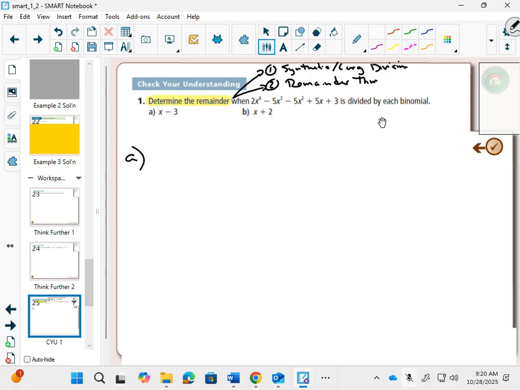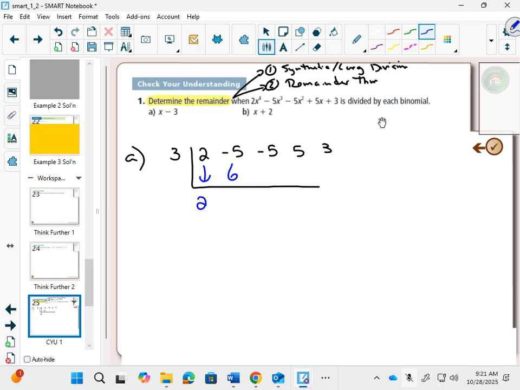If I was using synthetic division, are these in the right order? Yes. Are any missing? Do I have to add a 0? No. So when you set up for synthetic division, always do that check first. Are things in the right order? Is anything missing that I need a 0 for? And if I'm doing synthetic division, what number goes on the outside? Positive 3.